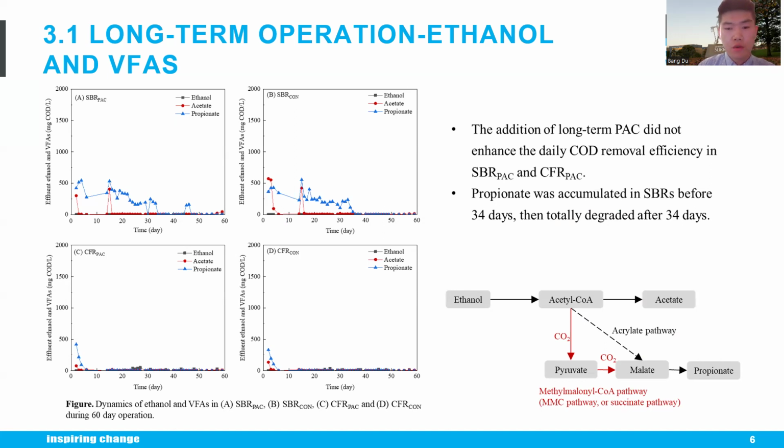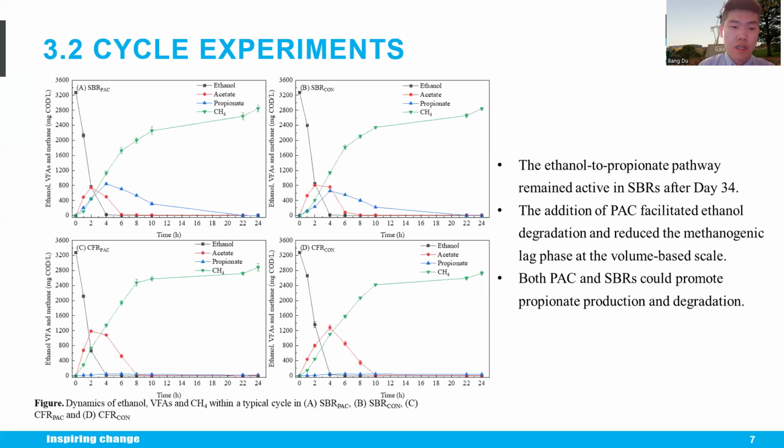So to confirm which pathway was happening in the system, we monitored the VFA and methane dynamics in a typical reaction cycle. First, we found that the ethanol to propionate pathway remained active in SBRs after 34 days. And second, we found the addition of PAC could enhance the ethanol degradation and reduce the methanogenic lag phase. And third, we found both PAC addition and SBR could promote propionate production and degradation.